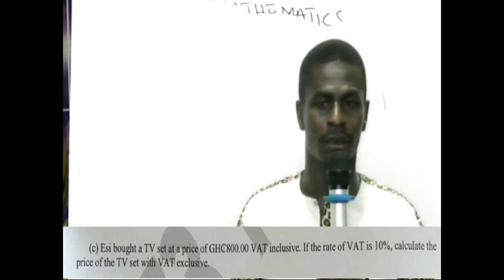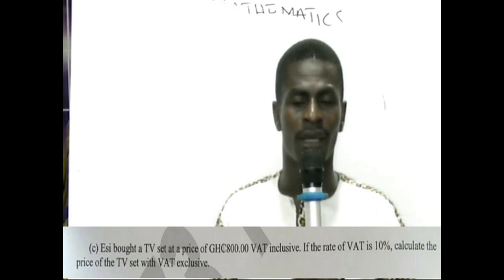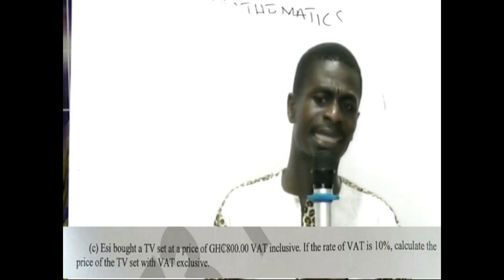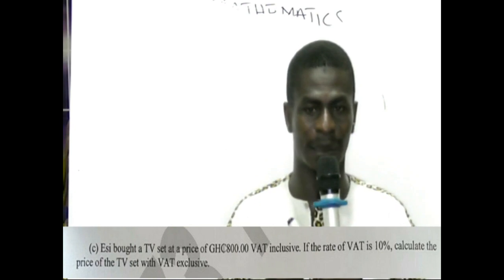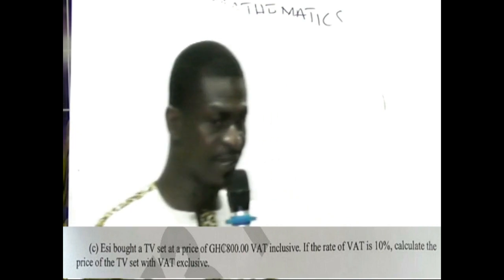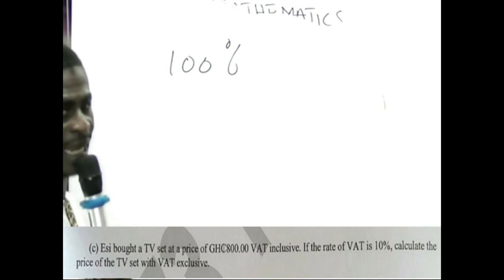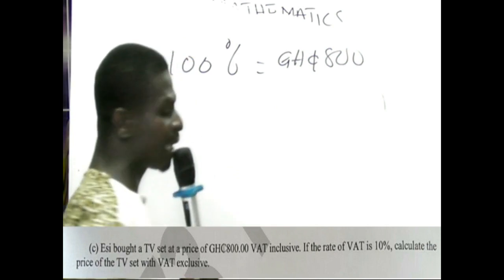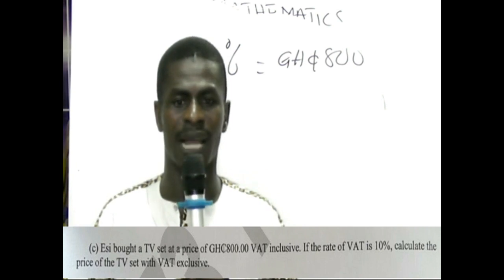But in mathematics, when we talk about prices of items, selling prices and cost prices are always equal to 100%. So when we have a price of an item, the price of the item will be 100%. So the price of the TV set is 100%, and then the 100% is equal to 800 Ghana cedis. And that is the original price.